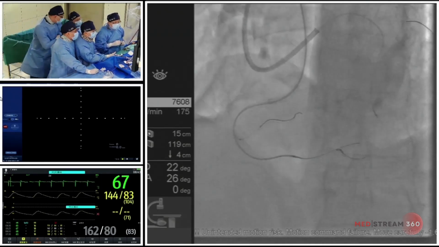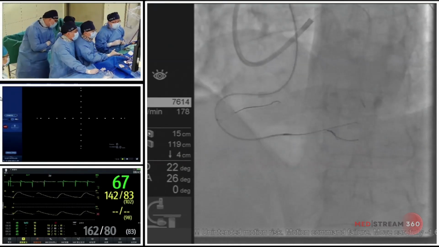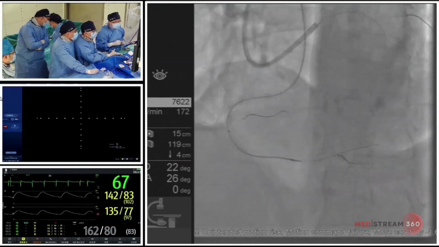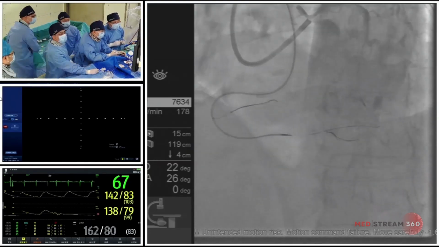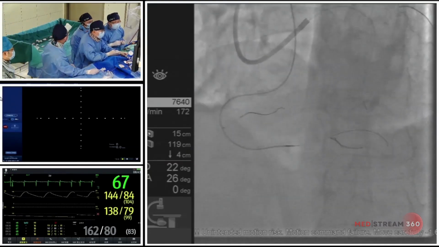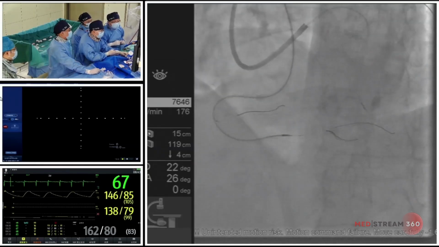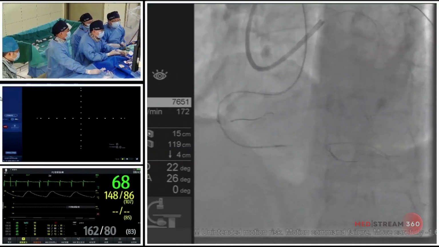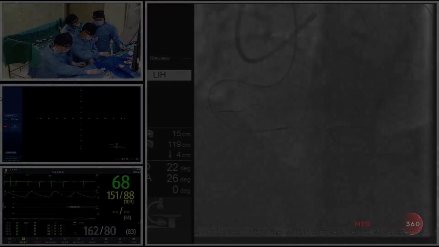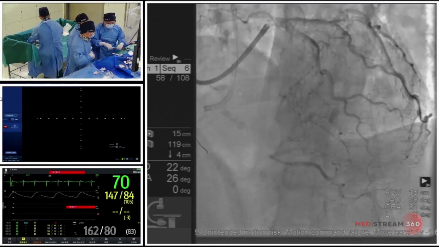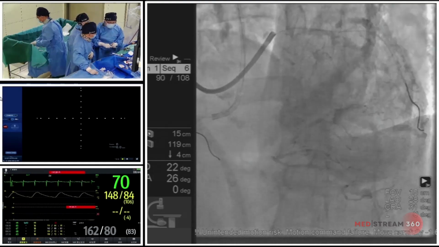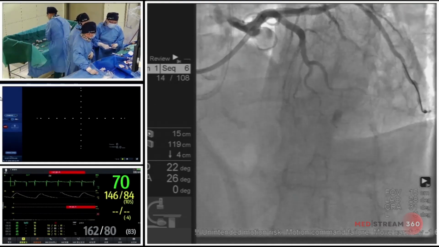Okay, if the wire goes into any of that branch it is okay. Test a little bit. Okay, sure. I think it's okay. Professor Lee. Oh yes, I think we go into the bifurcation of the PLV. We draw. Yes, we draw. You see if there is continuous vacuum flow back. We can see blood flow back.